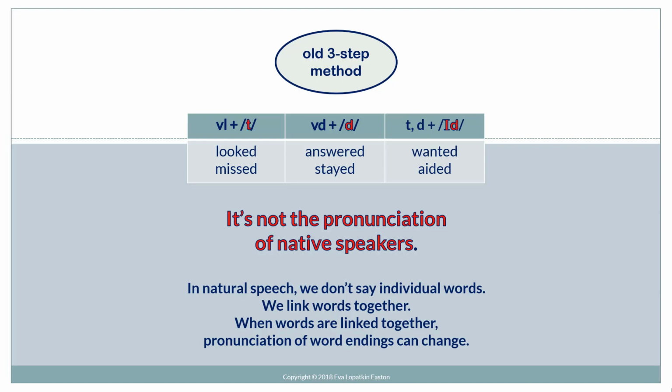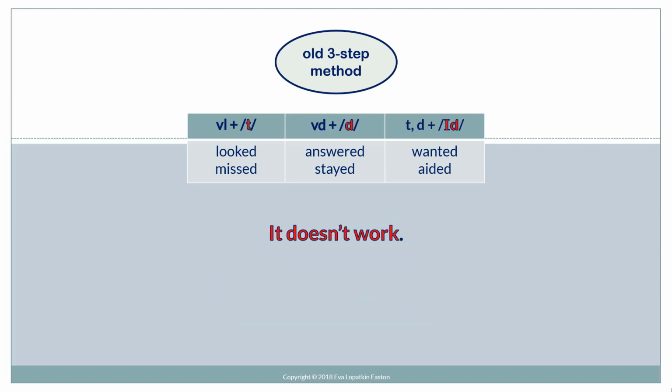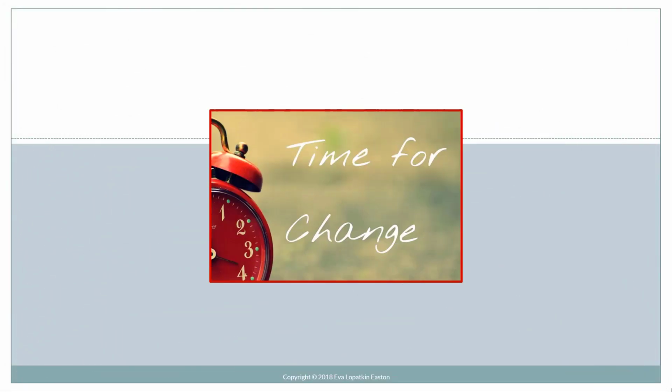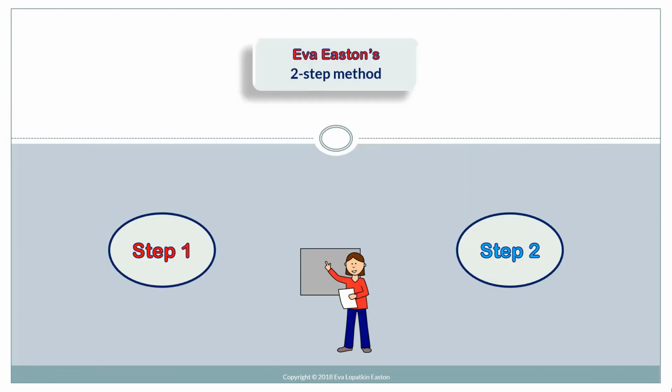In natural speech, we don't say individual words. We link words together. When words are linked together, pronunciation of word endings can change. So, if it doesn't work, it's too complicated, it's not the pronunciation of native speakers, time for change. And that's why I created my two-step method.